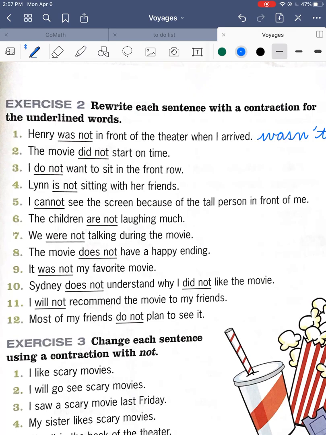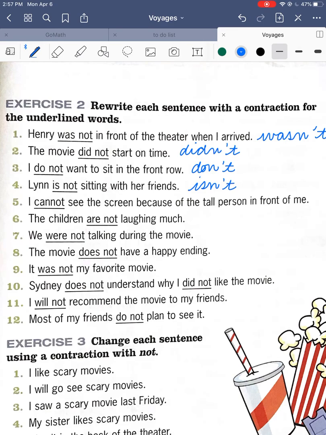The movie did not start on time is going to be didn't. I do not want to sit on the front row is going to be don't. So I don't want to sit in the front row. Lynn is not sitting with her friends. Is not is isn't.